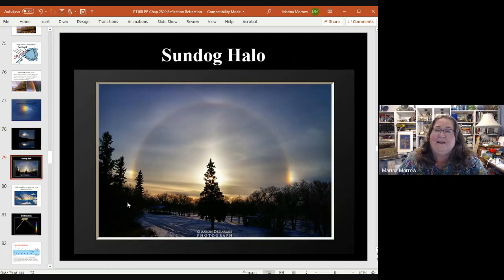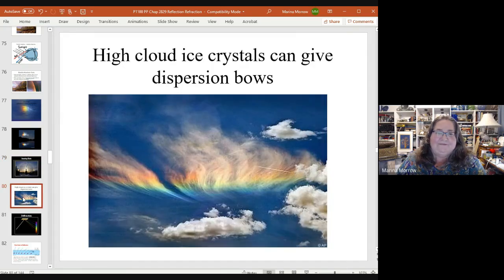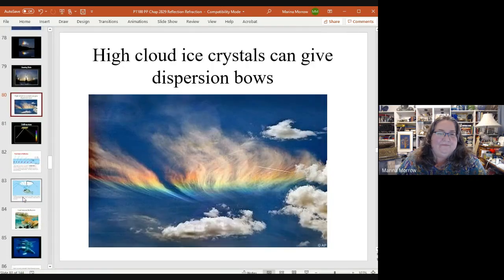Sometimes you'll see a sundog halo. I've seen these on really cold days because you have to have a lot of ice crystals. And so you have the two sundogs. You might have a sun pillar shooting upwards, and you might have a circumhorizontal rainbow at the top, like that. Okay, so those are fun things to look for.